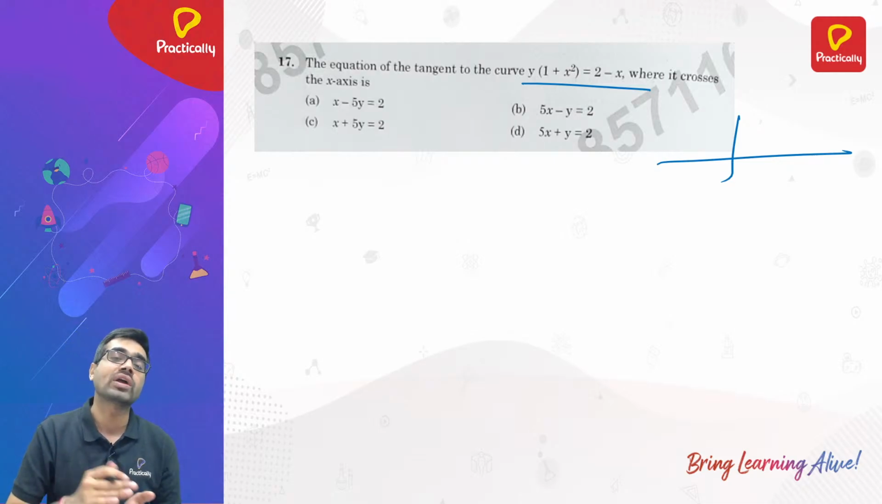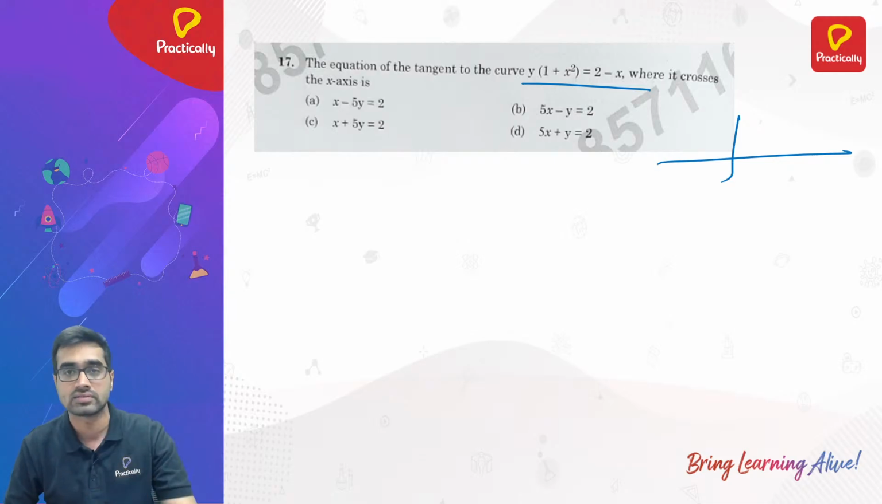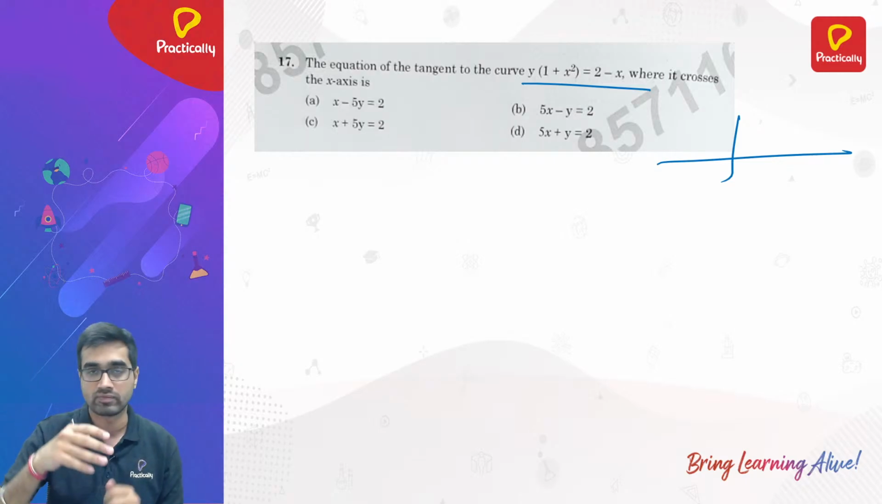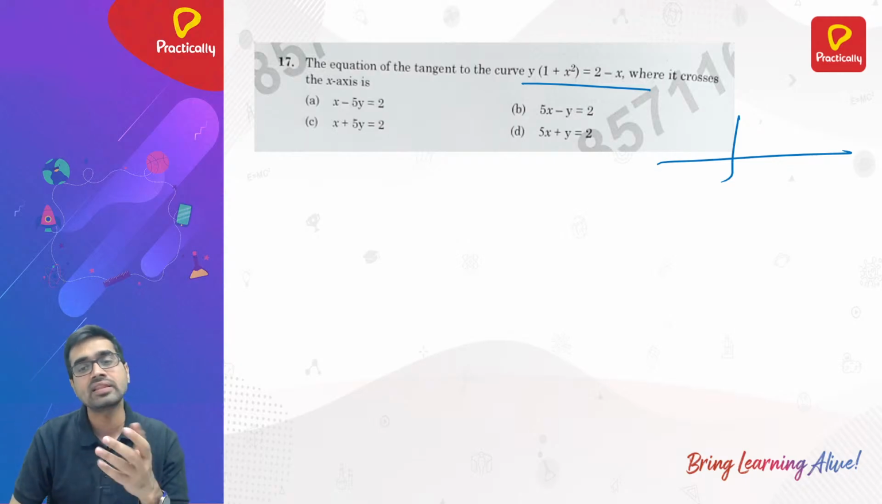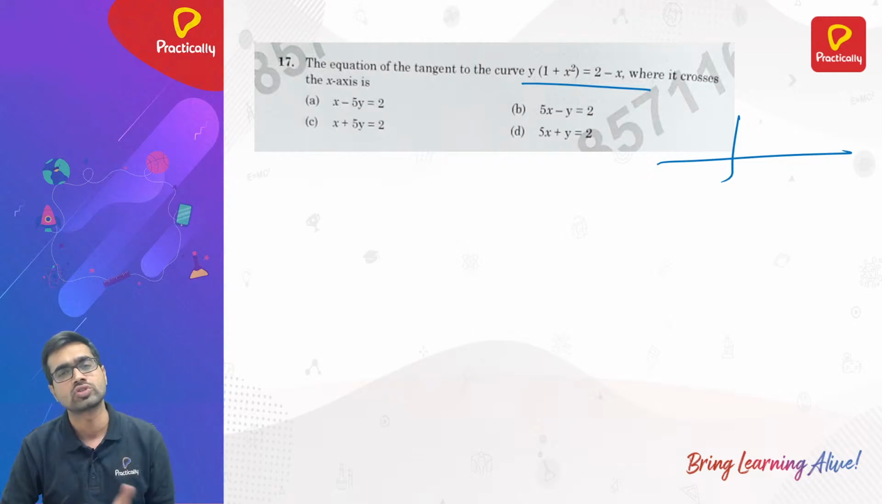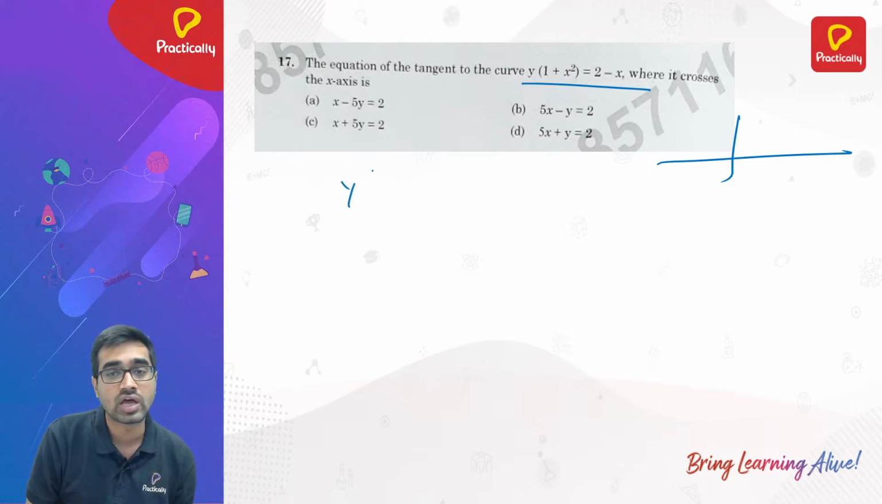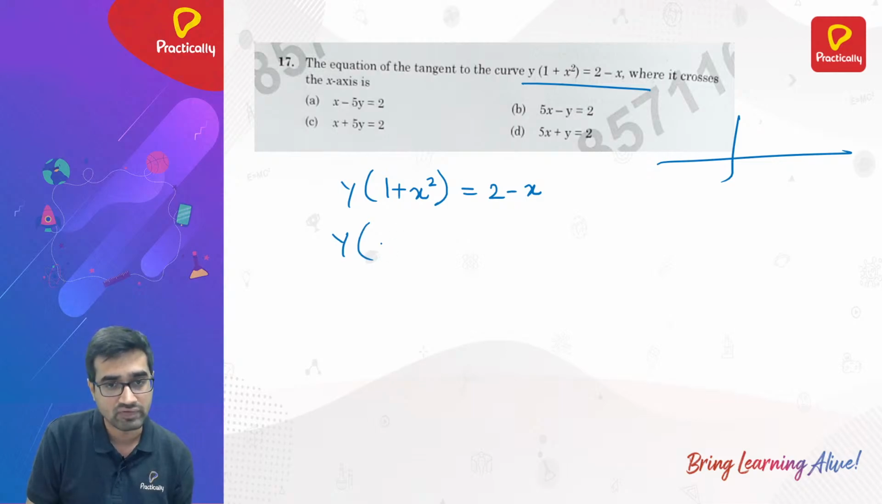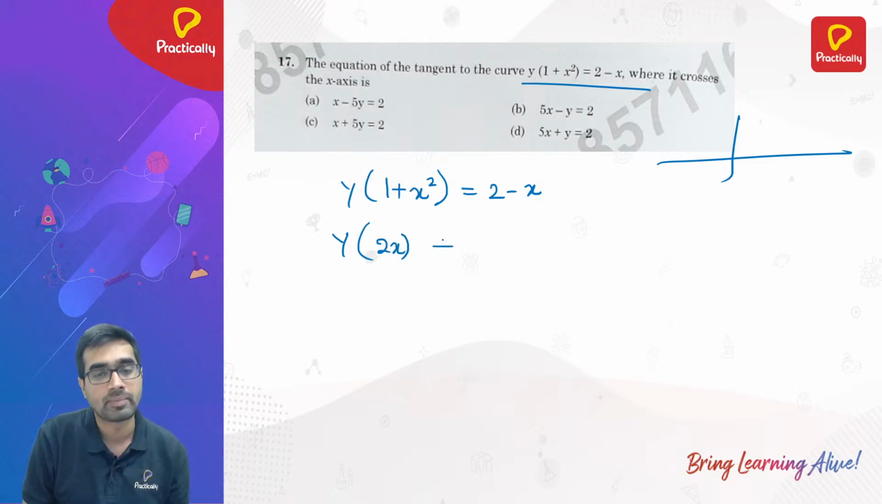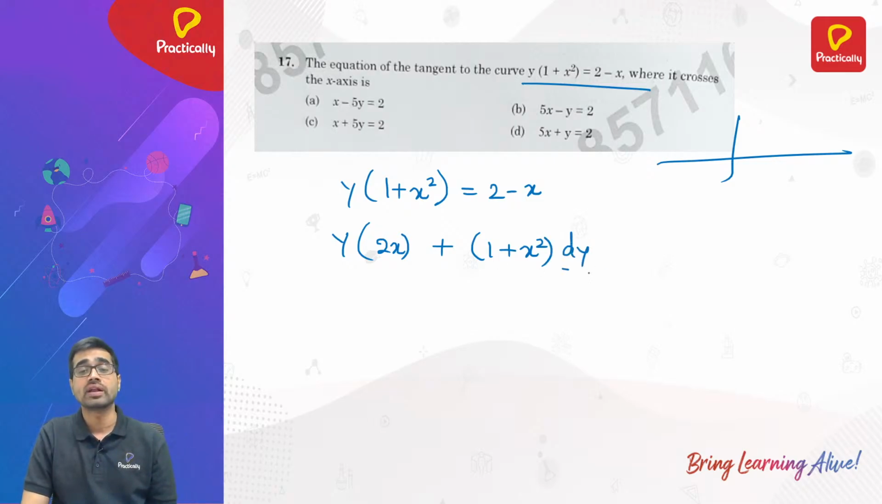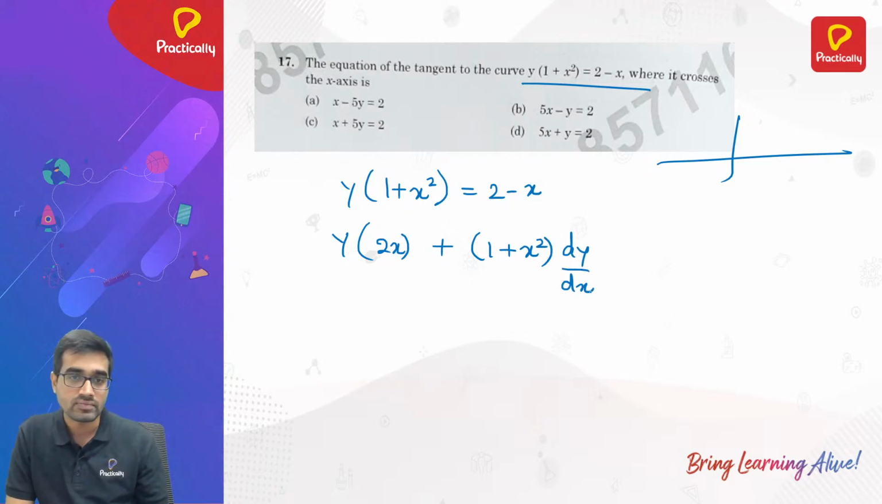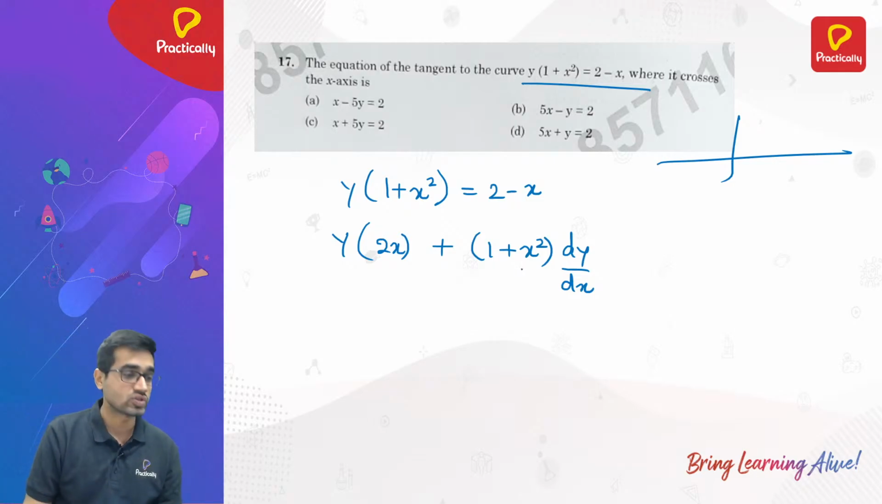And then to find the equation, we know the process: find dy by dx, that's the slope, put whatever x, y values, and then use the equation y minus y1 is equal to slope times x minus x1. Simple. So let's solve it. I'm going to differentiate it first. So I'm writing y, differential of this 2x plus 1 plus x square, differential of y is nothing but dy by dx. So 1 plus x square dy by dx.